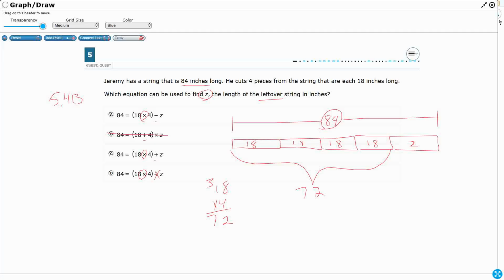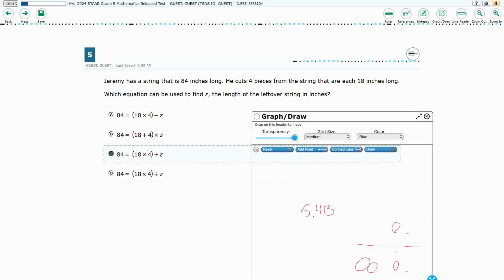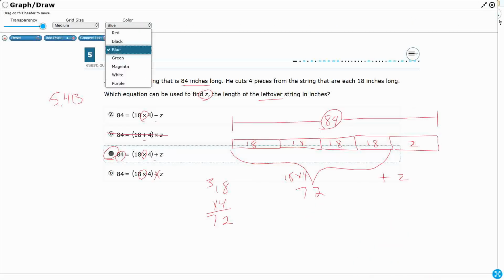Actually, that was the third most, but it's going to be not as impactful as A or C, because what are we doing with this Z? Am I subtracting it? Am I adding it? Or am I dividing it? Well, if I wanted to get to 84, what would I do? I would do 18 times 4, but this is a part whole. I would need to add that Z, which means my answer here is going to be C. Now, this is tricky because that is our correct answer. We only had 32% of our students get this correct. 32.